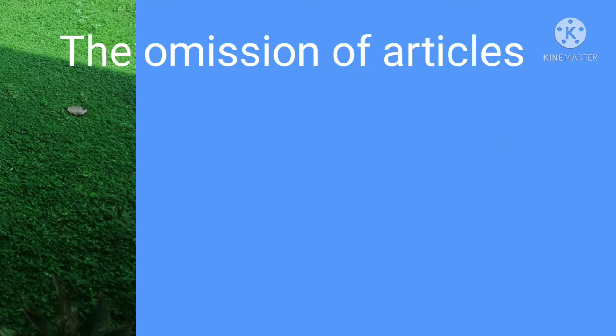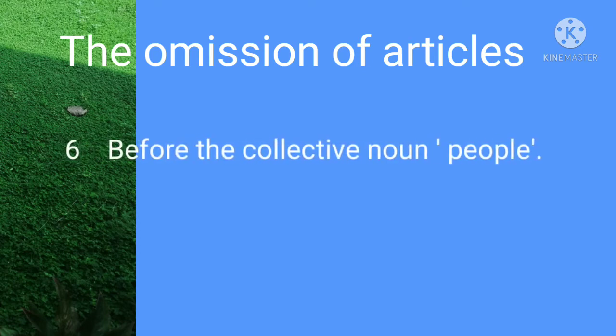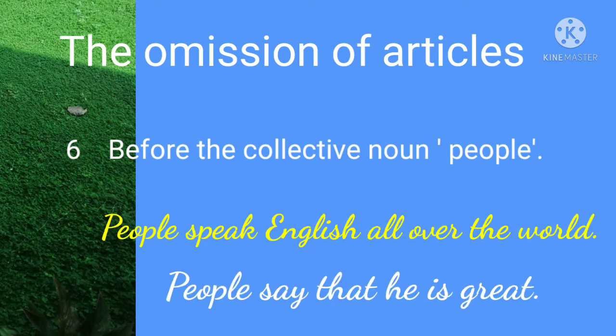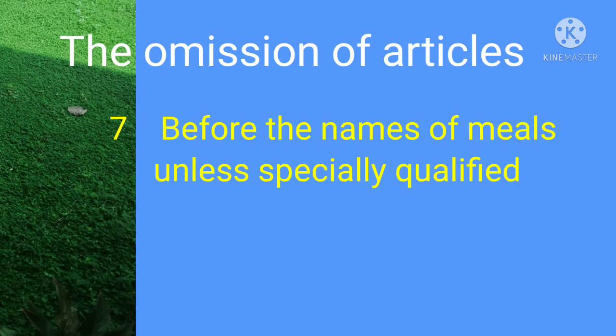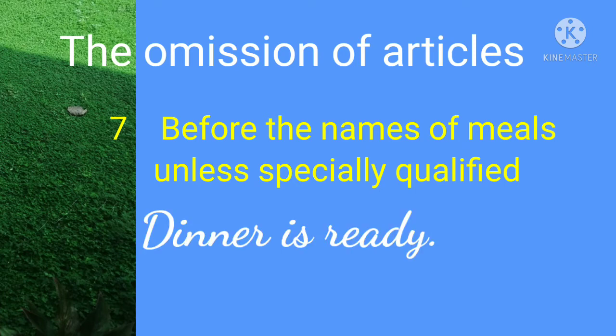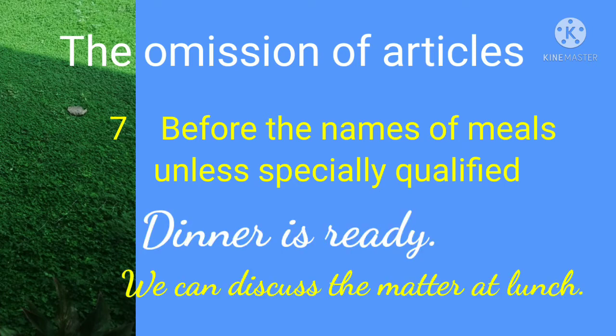Next one, before the collective noun people. People speak English all over the world, or people say that is great. Before the word people, no article is required. Next one, before the names of meals, unless specially qualified. For example, dinner is ready. We can discuss the matter at lunch.